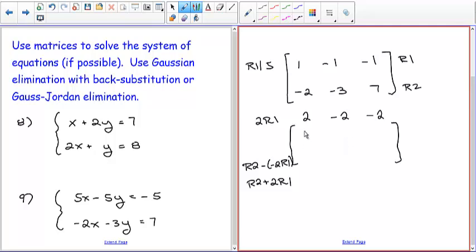And so row 1's unchanged. Row 2 we're going to replace with old row 2 plus the new 2 times row 1. So -2 plus 2 is 0. That's what we're trying to do, get a 0 here. This plus that's that, this plus that is -5. This plus that is 5.